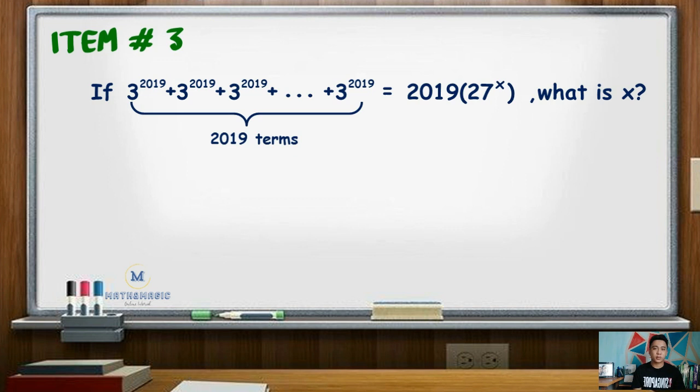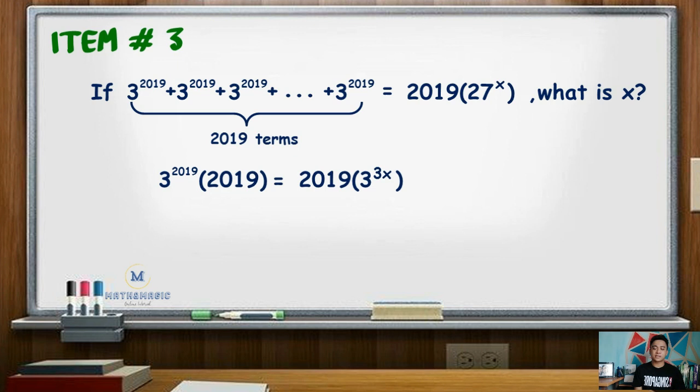So hence, if we are going to factor 3 raised to 2019, that would be the same as 3 raised to 2019 times quantity 1 plus 1 plus 1 and so on and so forth up to 2019. That is now equal to 2019. For 27 raised to x, we can rewrite 27 in terms of its prime base. So that is 3 raised to 3x.